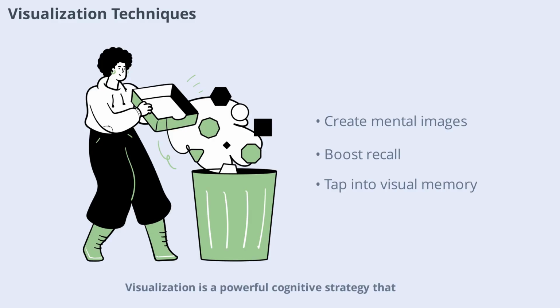Visualization is a powerful cognitive strategy that involves creating mental images to represent information. For example, if you're trying to remember a list of items, picture each one in your mind. This technique taps into your brain's natural ability to remember images, making recall faster and more accurate.